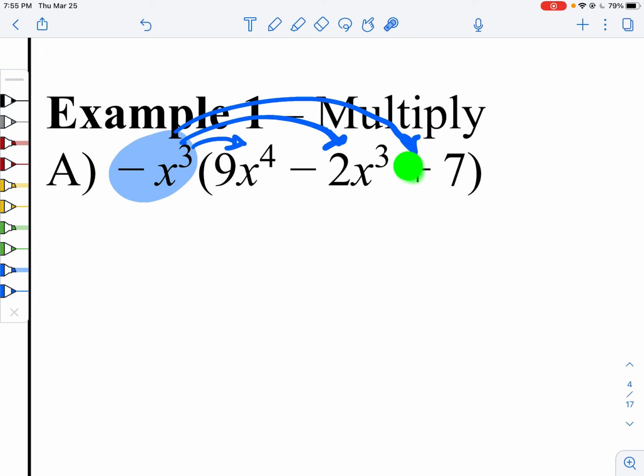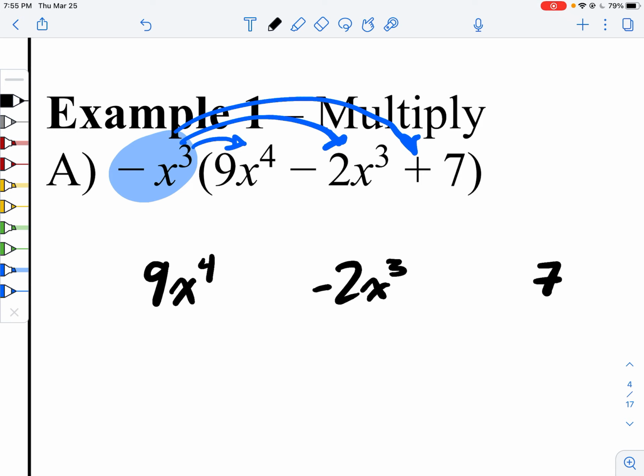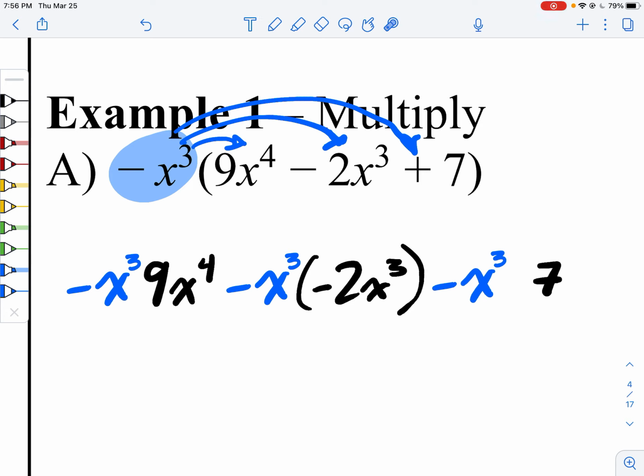So what I'm going to do is rewrite the polynomial with some space in between. So we've got 9x to the fourth minus 2x cubed plus 7. And now we're going to multiply negative x cubed times all of those guys. So we're multiplying negative x cubed times 9x to the fourth, negative x cubed times negative 2x cubed, and finally negative x cubed times 7. So let's simplify these.